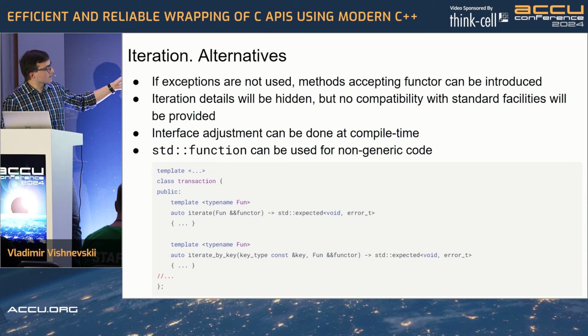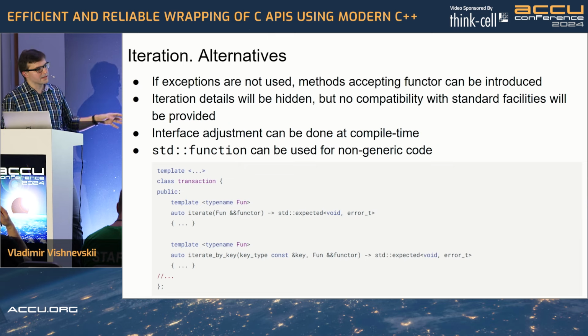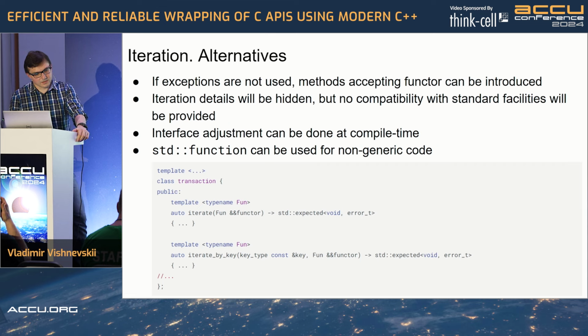Those can return, in this case, just optional errors, expected void. So this is the way how they can return result. If something failed, then we can analyze the return code. If we are not writing generic code, we can use std function, the functions that return std function, again, based on type erasure. So we can provide the polymorphic function wrapper that will be then called within the iteration.